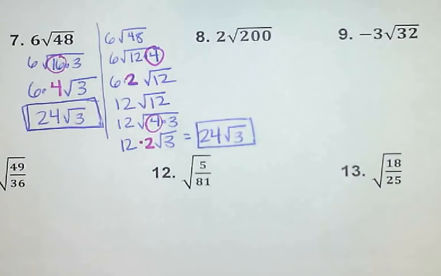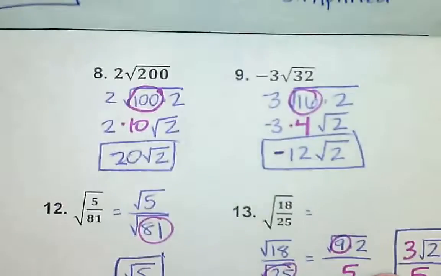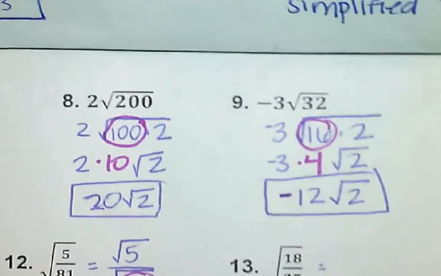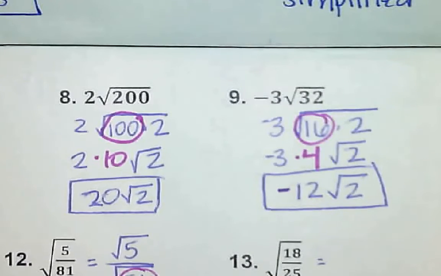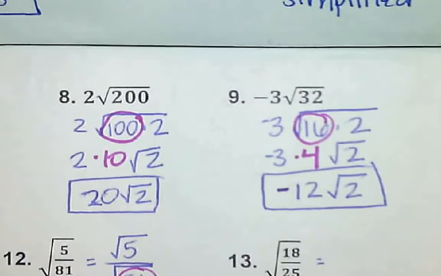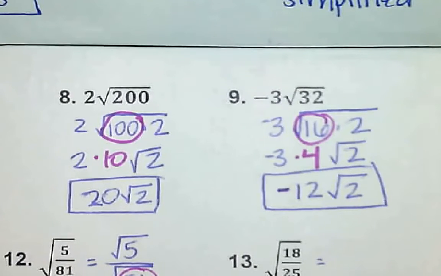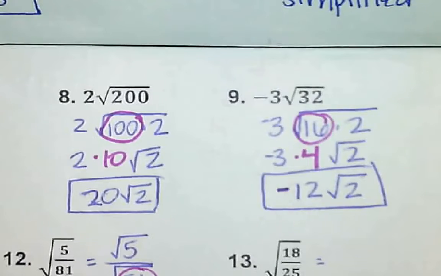All right, so what I want you guys to do, let's look at 8 and 9 real quick. All right, so here is numbers 8 and 9, okay? 2 square root of 200 gives you 20 square root of 2 because the square root of 100 is 10. So 2 times 10 gave you 20, 20 square root of 2. Negative 3 times the square root of 32, negative 3 times the square root of 16 times 2. So negative 3 times 4 gave us negative 12, negative 12 square root of 2. Do you guys feel good about that? Yes, no, maybe so? Awesome.